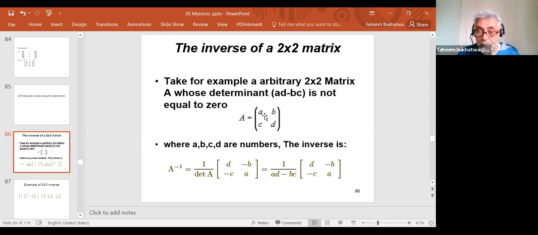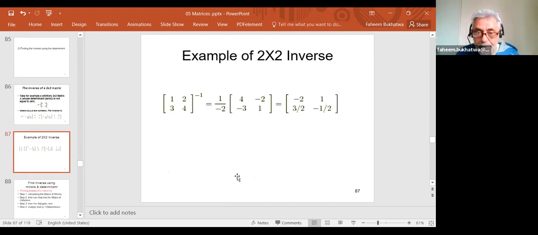First we have to find out the determinant. And once we've found the determinant, we say 1 over the determinant, and we do the conjugate: we change the matrix, reverse those two values and reverse the sign of those two values. And once we finish the multiplication of this into that, then that will be the inverse. So let's see how it's done.